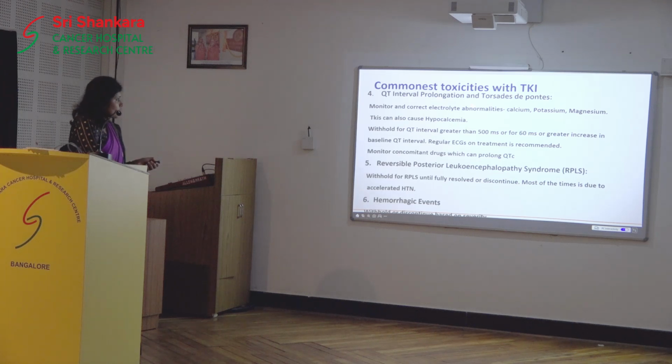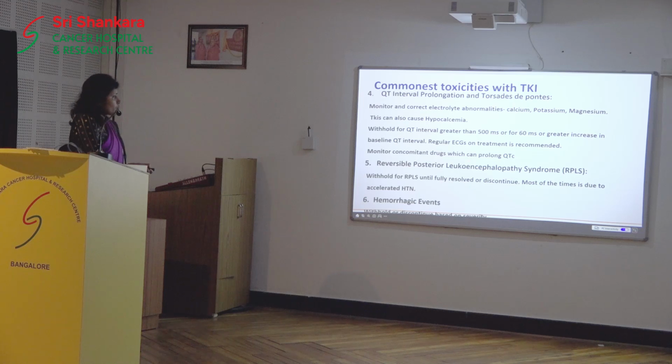Then we also have QT prolongation, which can go up to torsade de pointes, ventricular tachycardia, tachyarrhythmias, and fibrillation. So what we need to do is serial ECG monitoring. We have to correct the electrolyte abnormalities which can cause prolonged QT. The calcium, potassium, and magnesium become important. We also know that tyrosine kinase inhibitors cause hypocalcemia, and a QT interval of more than 500 milliseconds, withhold, and more than 60 milliseconds increment from the baseline QT for a patient also calls for withholding. Regular ECGs have to be monitored, and be careful when we prescribe concomitant drugs which can also prolong the QTc.